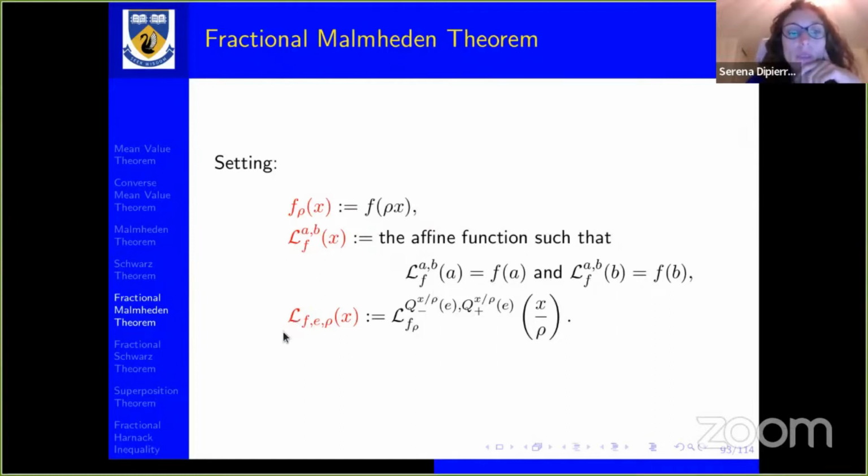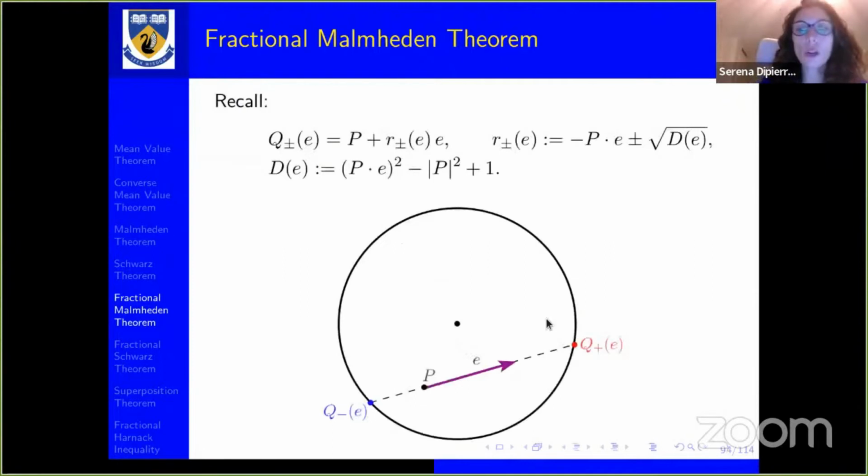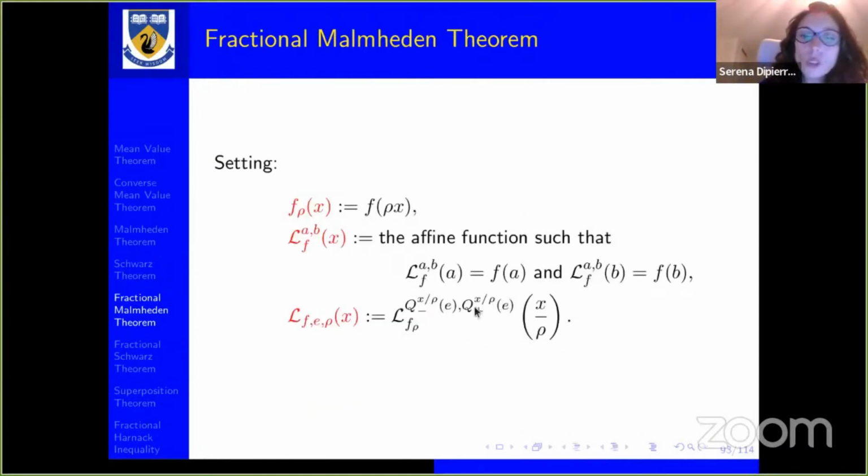Okay, and so I will define L, F, E rho of X to be the affine function, but now that interpolates the values of f of rho instead of the values of f, with endpoints x minus and x plus. And all this has to be evaluated at x over rho. Let me recall our picture. Remember in the classical case, I had P and I had Q minus and Q plus. So this is what I'm taking here, but all this has to be evaluated at x over rho.